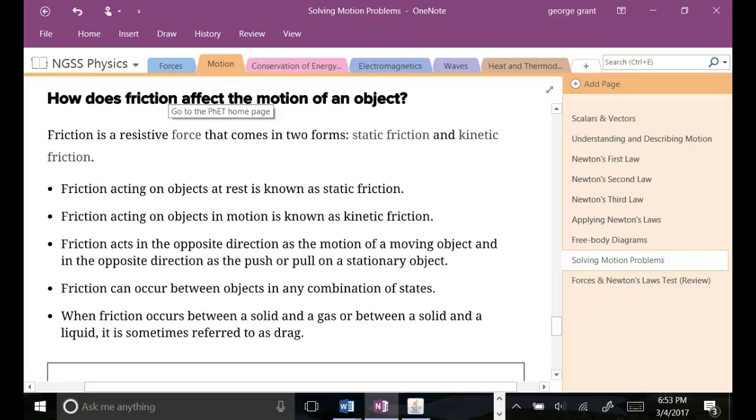Friction can occur between objects in any combination of states. Yes, even New Jersey. Just kidding.